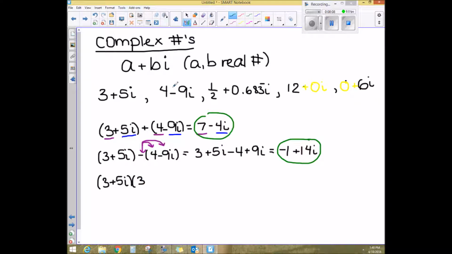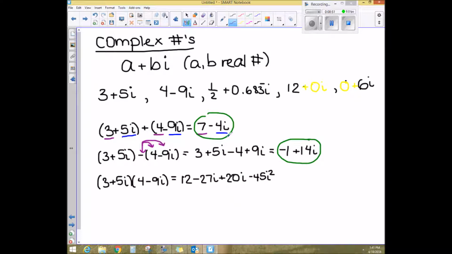If I'm needing to multiply two complex numbers, then we treat it as we would two binomials, or like what we did in class the other day when we were multiplying radical expressions, but we're going to FOIL. So our first terms, 3 times 4, give us 12. And our outside terms, negative 27i. Our inside terms, plus 20i. And our last terms, minus 45i squared.